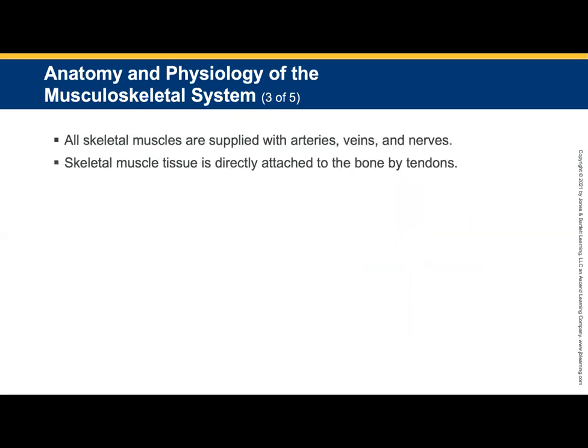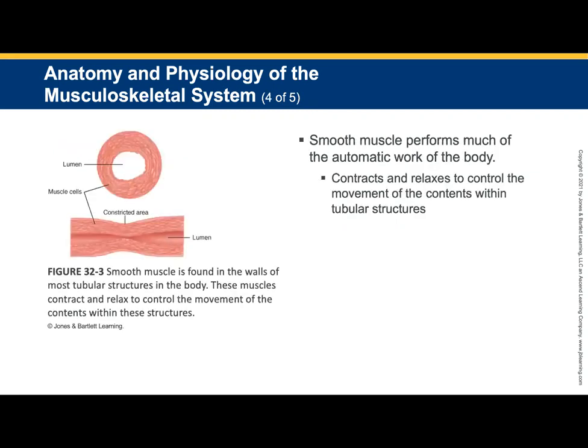So all skeletal muscles are supplied with arteries, veins, and nerves. Skeletal muscle tissue is directly attached to the bone by tendons. So if you stress a tendon, you can have some issues. You'll be sore. You may have some bleeding. You'll probably have some bruising. So think about those too.